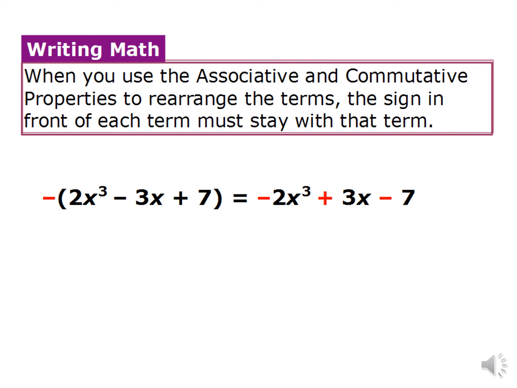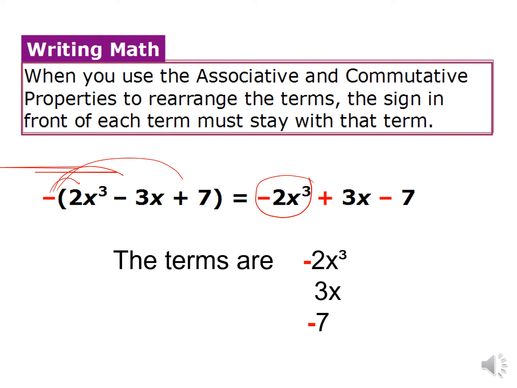When you use the associative and commutative properties to rearrange the terms, the sign in front of each term must stay with that term. So we're going to distribute this, and we get that. This is a number. If I had to rearrange these, I would take the negative with that number. So the terms are negative 2x cubed, 3x, and negative 7. When you're looking at the terms, everything in between should be a plus.